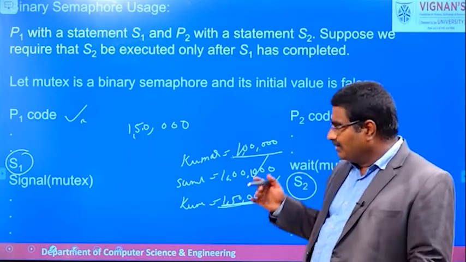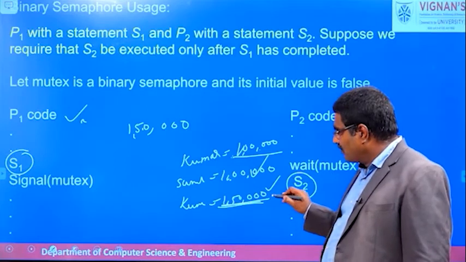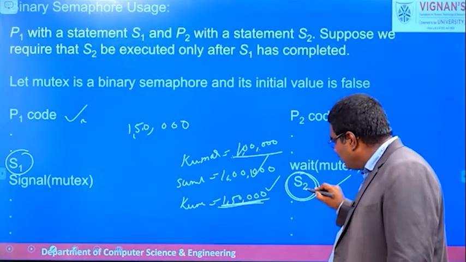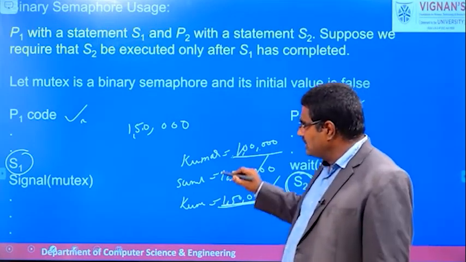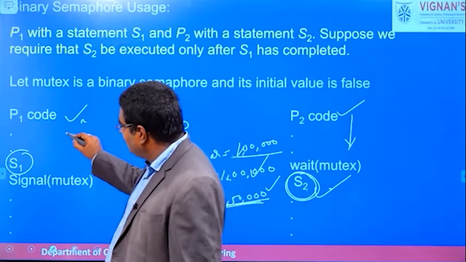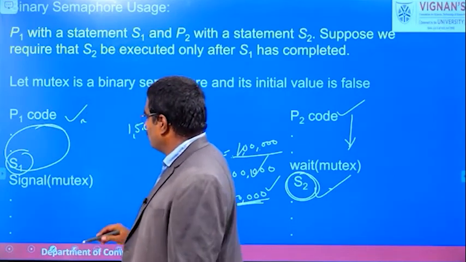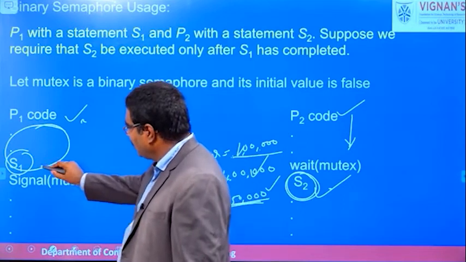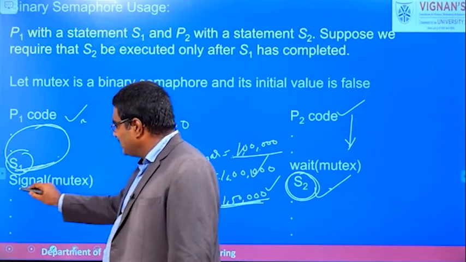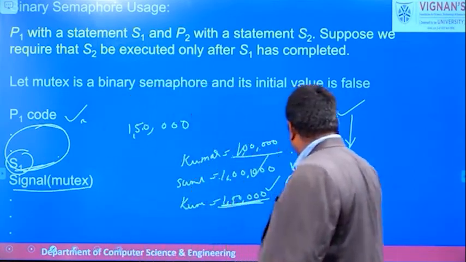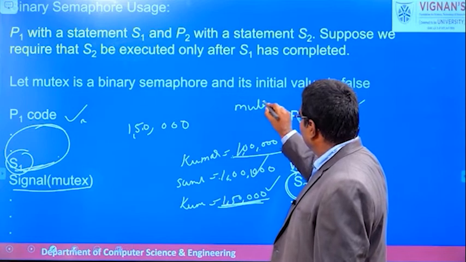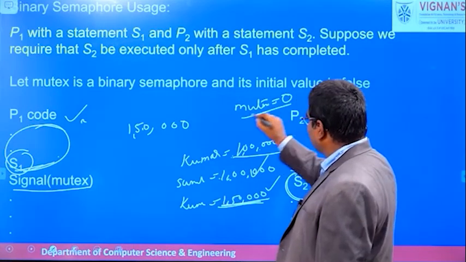So the instructions to transfer the amount from Kumar's account to the merchant's account, we are assuming those statements are S2, and it will be executed after the amount is credited from Sunil's account to Kumar's account. After completion, that is after the amount is credited, they simply call the signal mutex. And here also we are using the wait mutex. We are assuming that mutex is a binary semaphore and its initial value is 0 for this problem. What is the problem?